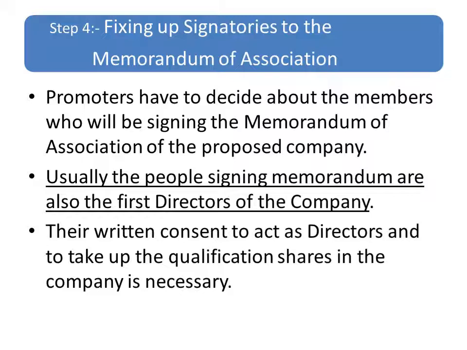Who are the first directors? Those who agreed to take up the qualification shares, that means those who are ready to contribute a particular amount as capital to the company will be known as the first directors, and they are involved in the promotion process of the company. So such persons are to be found out. Generally, in a private company, there are a minimum of two persons. These two persons become the first directors of the company, because they act as directors, and they will automatically take up the qualification shares. Qualification shares means the initial number of shares which are required to sign the memorandum of association.